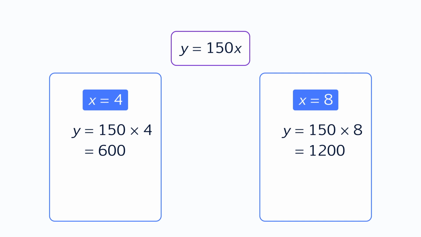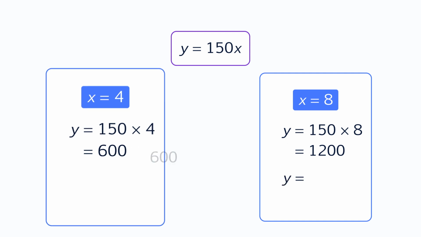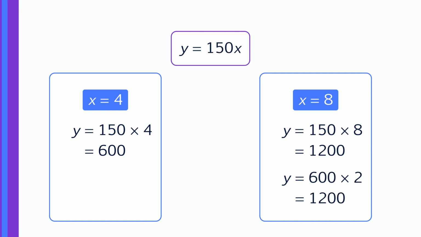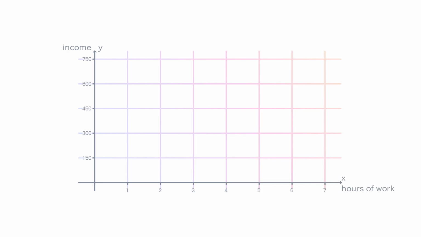Since this is a proportional function, you can find the income after working 8 hours directly by taking your income for working 4 hours and multiplying it by 2. This gives you 600 times 2, which is also 1200. Let's illustrate this relationship graphically by drawing the function. On the x-axis, you have hours worked. On the y-axis, you have income.